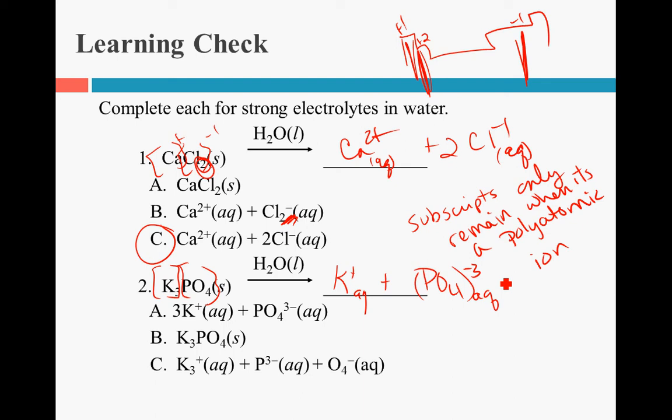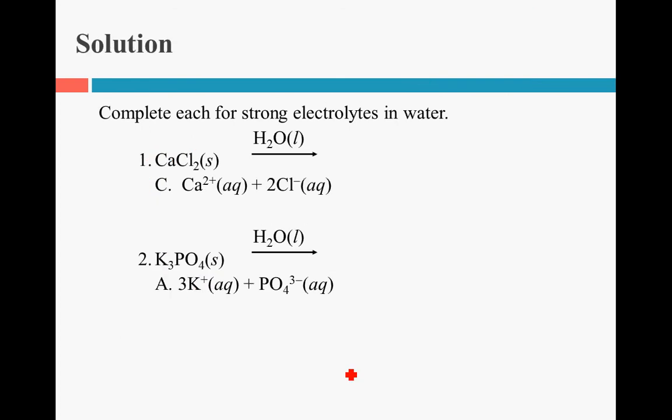Now finally, we have another 3 over here that did not come across, because K was not a polyatomic ion, so that means that subscript does not come across. Instead, it comes in front of that ion. So that gives us A. B is trying to say that it doesn't dissolve, but we know better than that because it's an ionic compound. And C is saying that the phosphorus and the oxygen separate. We know better than that because it's actually a polyatomic ion that stays as a unit. And there's our answers once again.